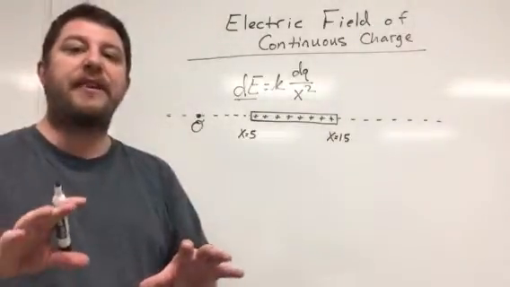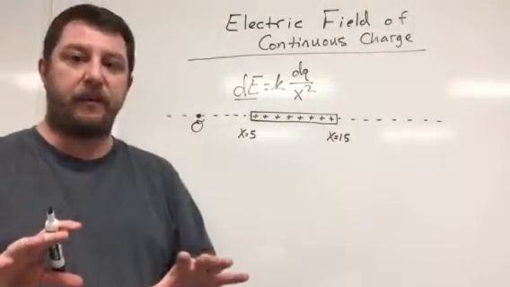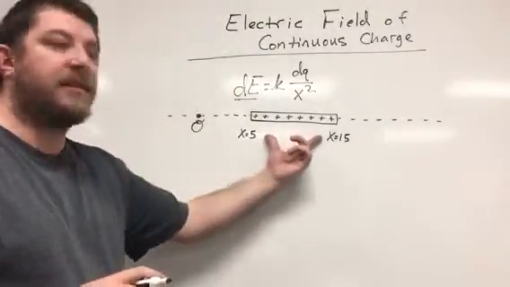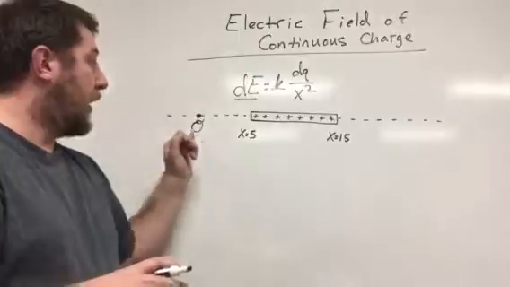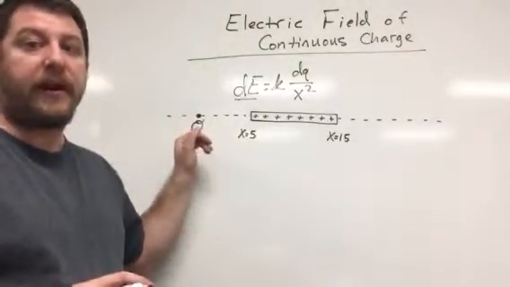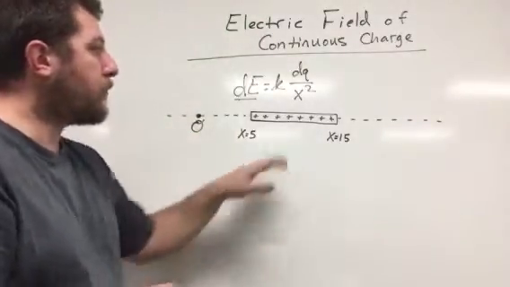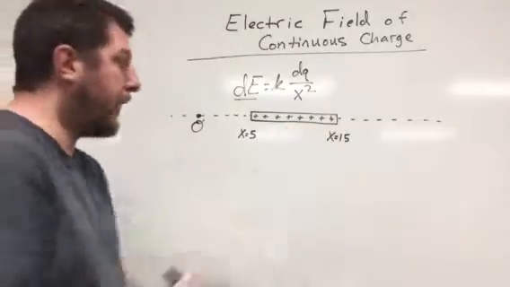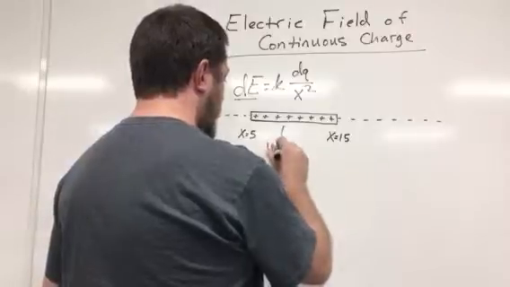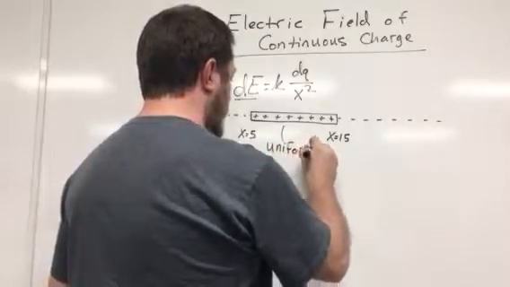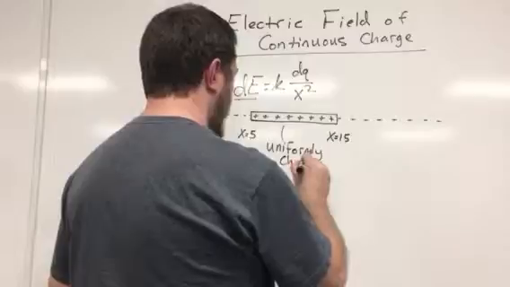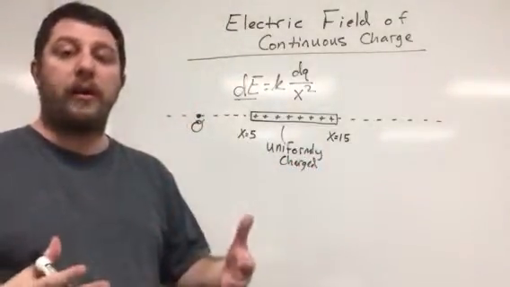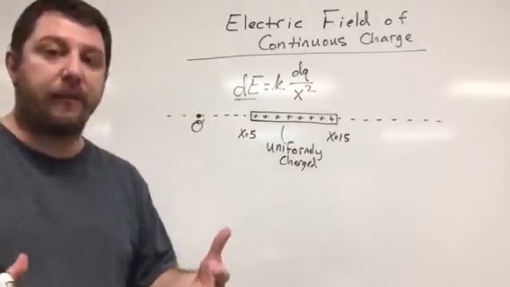dE is your infinitesimal amount of electric field at the point, and I'm going to evaluate the electric field due to this continuous region of charge at the origin. Okay, I'm going to evaluate this at the origin. And I'm going to assume that this rod is uniformly charged. So if I want to get the total electric field, what I need to do is integrate both sides.